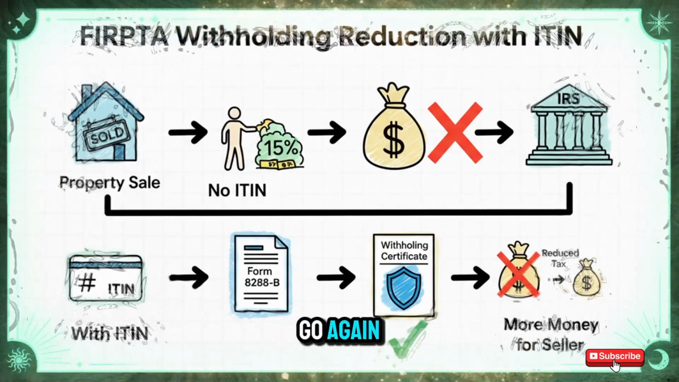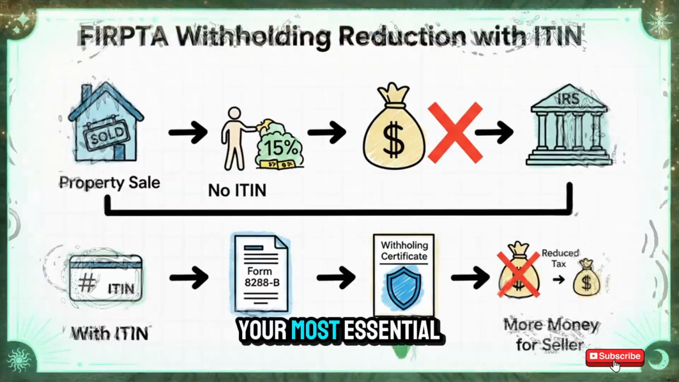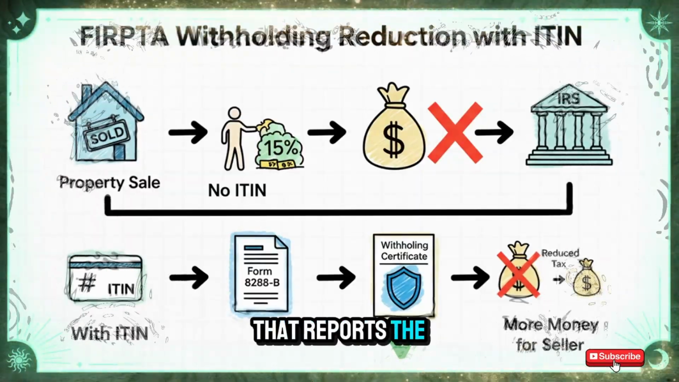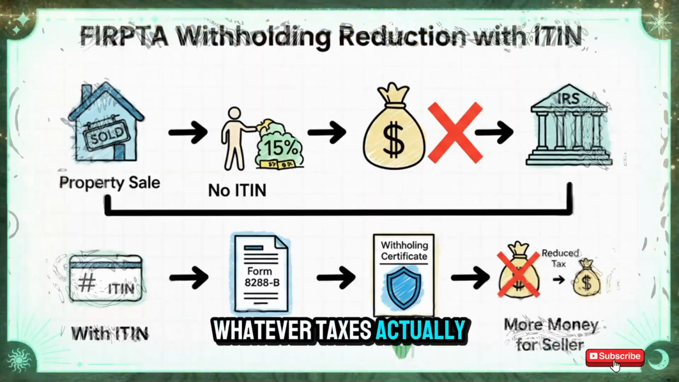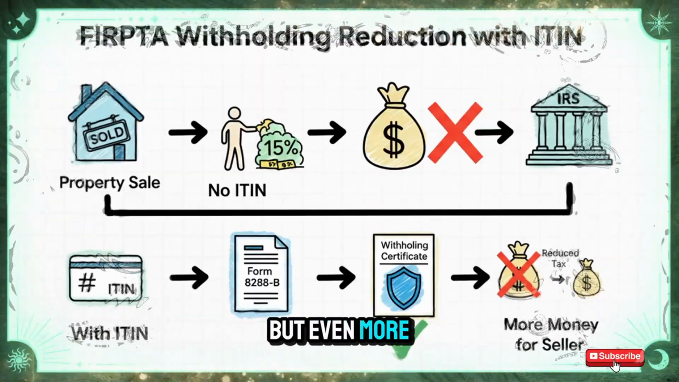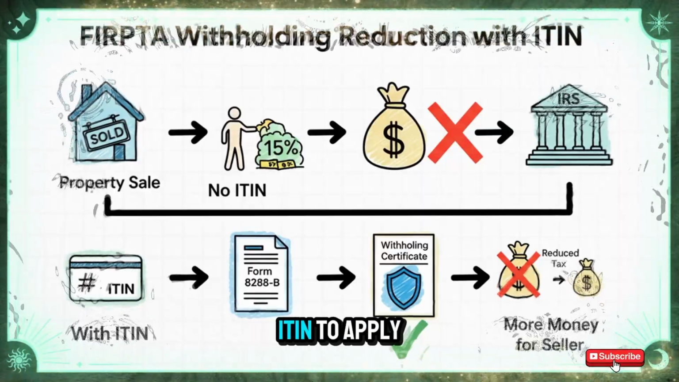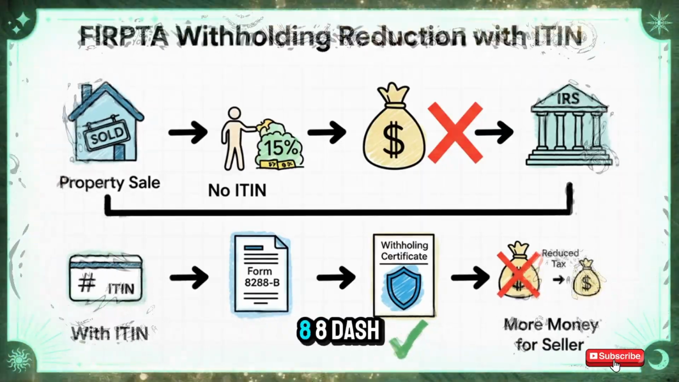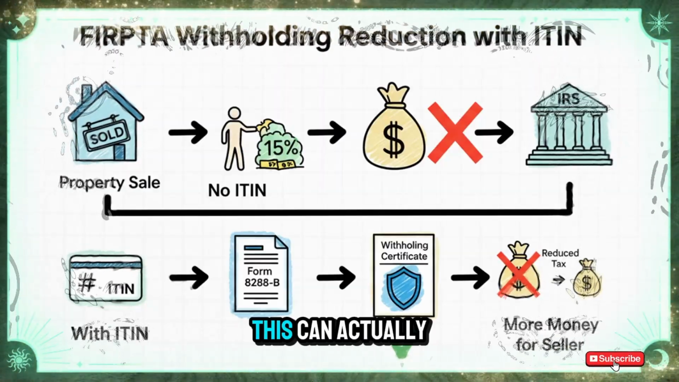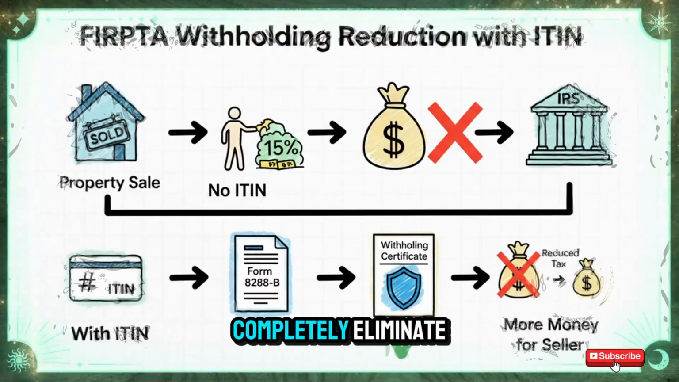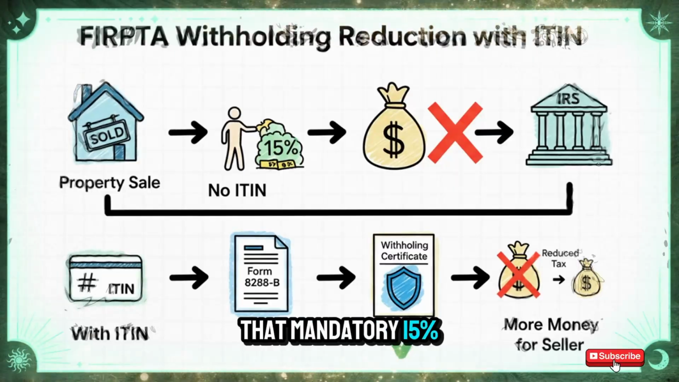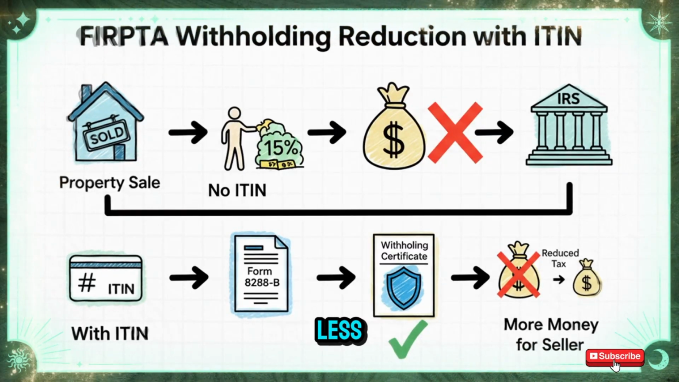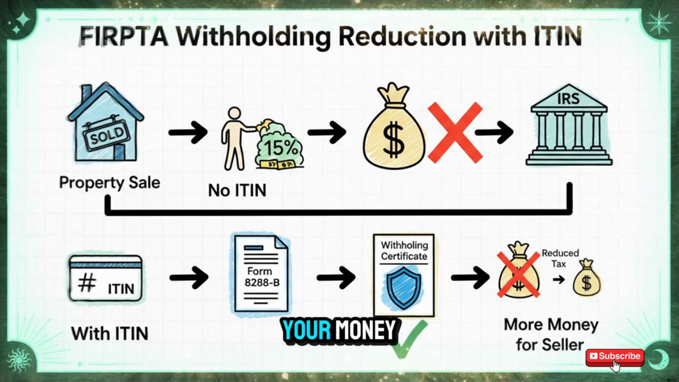And here we go again. Your ITIN is your most essential tool. You need it to file the tax return that reports the sale and to pay whatever tax is actually due. But even more importantly, you need an ITIN to apply for a withholding certificate using Form 8288-B. This can actually reduce or even completely eliminate that mandatory 15% withholding. Without an ITIN, you have way less control over a huge chunk of your money.